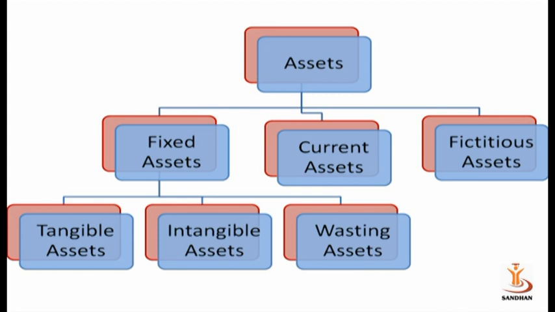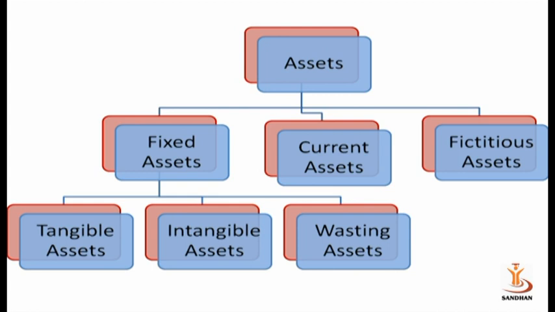And wasting assets. Wasting asset is also one of the parts of fixed asset. Wasting assets like natural resources, minerals, mines, quarries, they come under the category of wasting assets. The valuation of wasting assets is equally important. How they are shown in balance sheet, at cost price, at what value they are shown in a balance sheet.